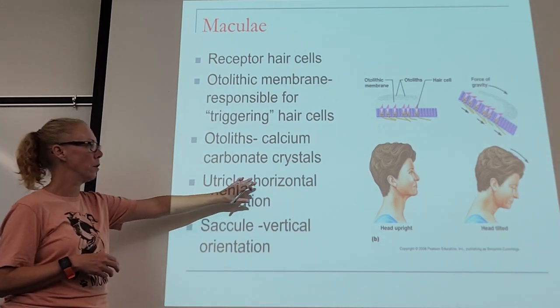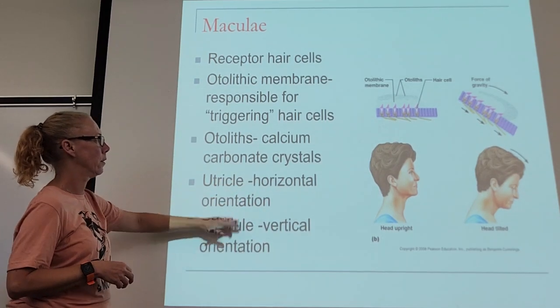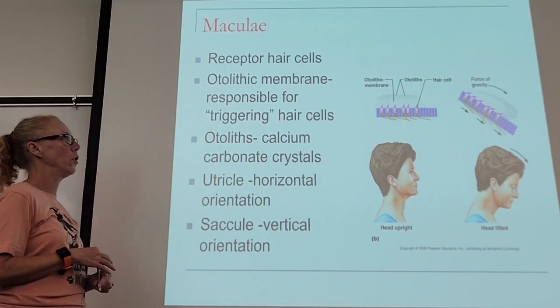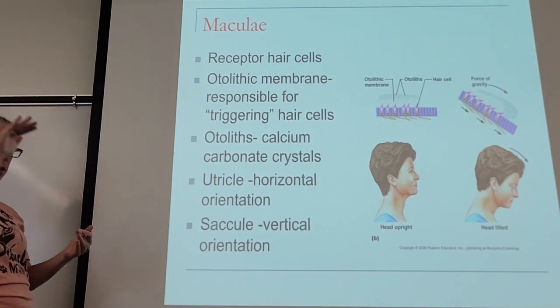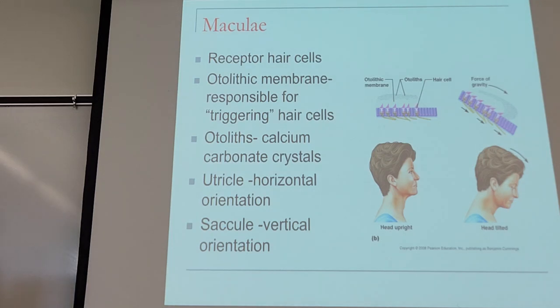Now, don't worry about horizontal versus vertical. Don't worry about the difference. I just want you to know that there is the macula, which is a specialized epithelium that has hair cells that have nerve endings, with a membrane on top. The membrane moves, it pulls the hair cells, it excites the nerve, and sends electrical impulses to the cerebral cortex for conscious level processing of what it is you're doing.